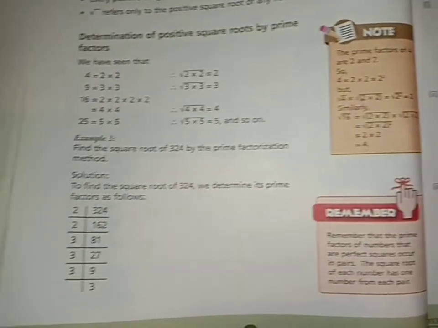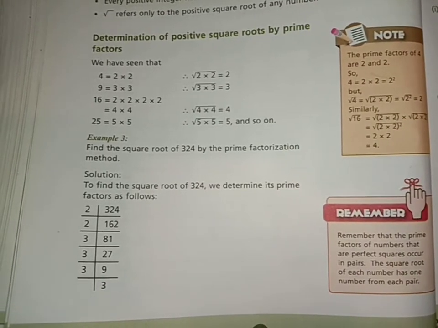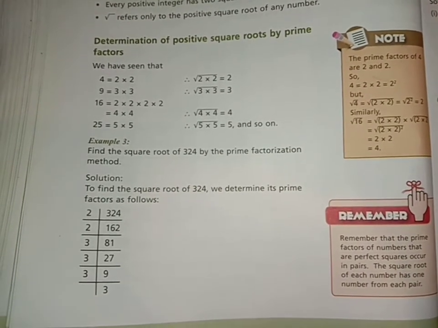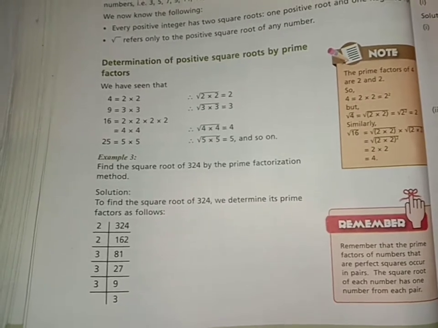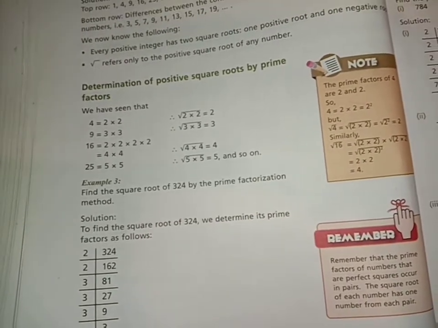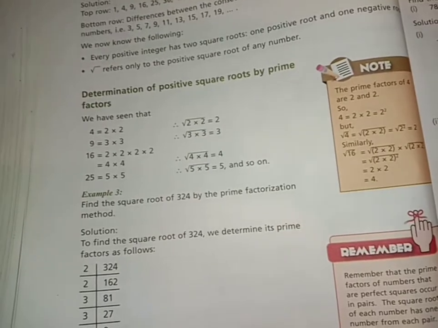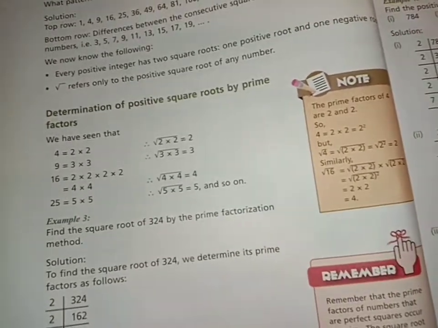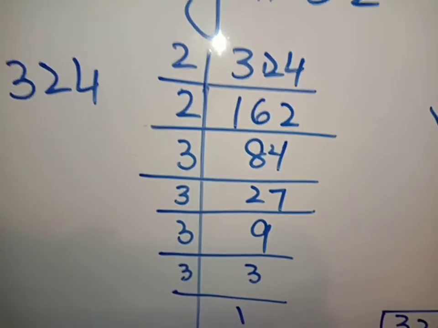Now come to page number 54. Example 3. Find the square root of 324 by the prime factorization method. What you have to do there is just find the prime factors of 324. First of all, you have to find the prime factors. How can we find the prime factors? We can find the prime factors like this.